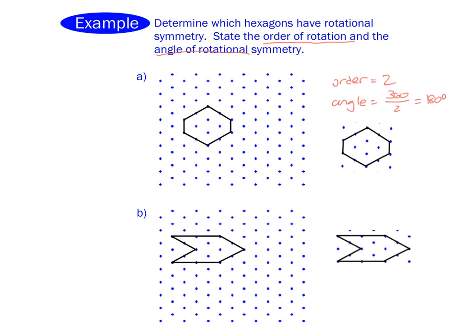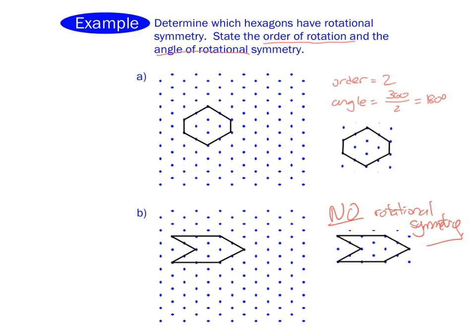So what we would say here is no rotational symmetry. There's no rotational symmetry for that object because when you rotate it, there's no chance for it to be itself until it's gone a full 360 degrees. Okay?